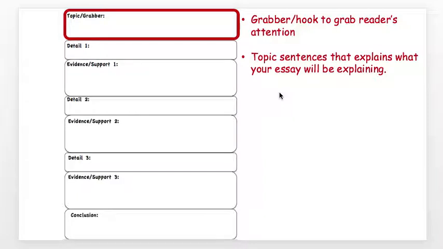So there are some similarities and differences between this and our opinion. In our opinion, we had a topic sentence which was our opinion. In an informative writing piece, you have a topic sentence that explains what your whole essay will be about. It's not going to be an opinion statement, but they both have a grabber. So that's going to be that very top part of your planning piece.